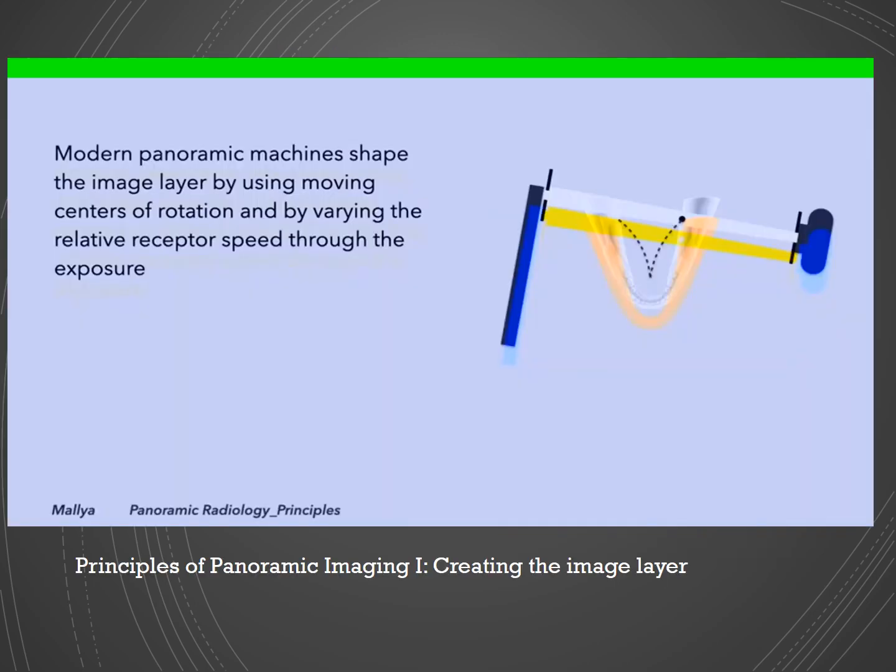So if you were to look at modern panoramic machines, the shape of the image layer, by using moving centers of rotation and by varying the relative position, the receptor is able to capture multiple images and put them together. Let's look at this again. So it varies the position of the X-ray machine as well as the receptor to get the image.